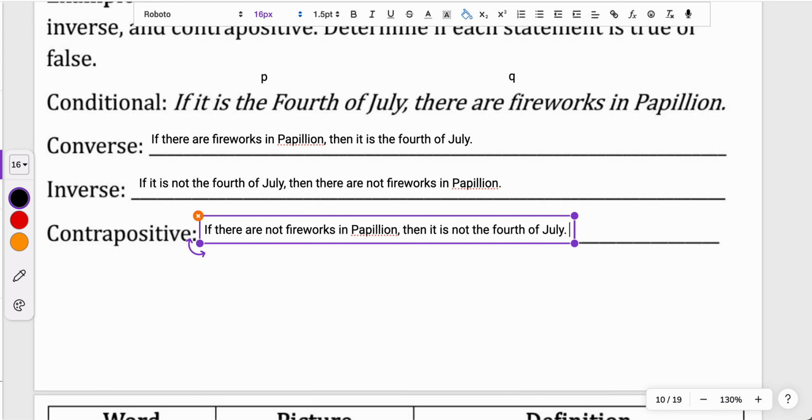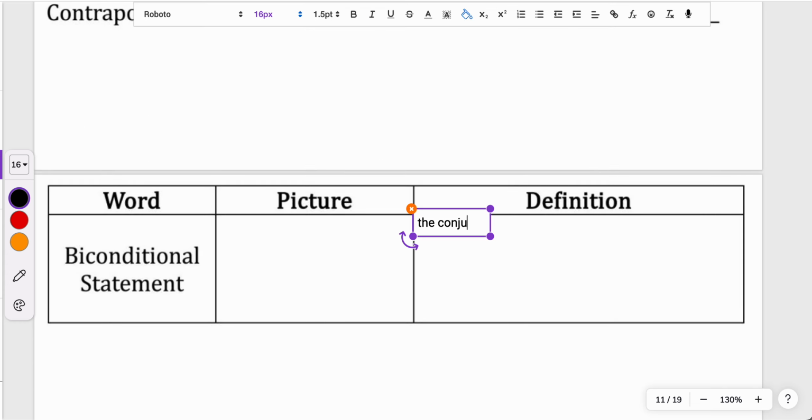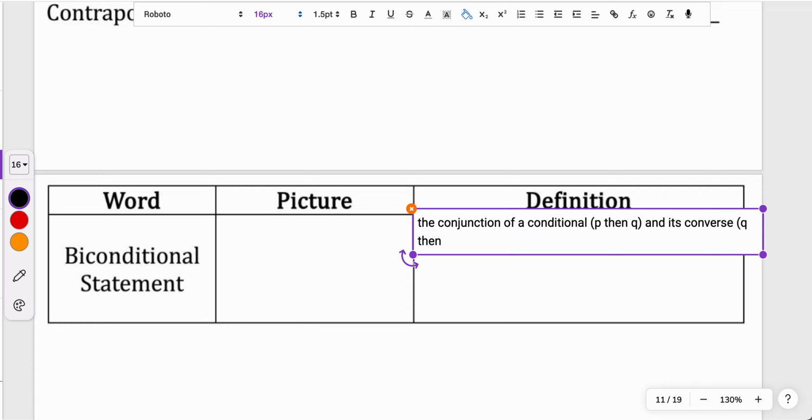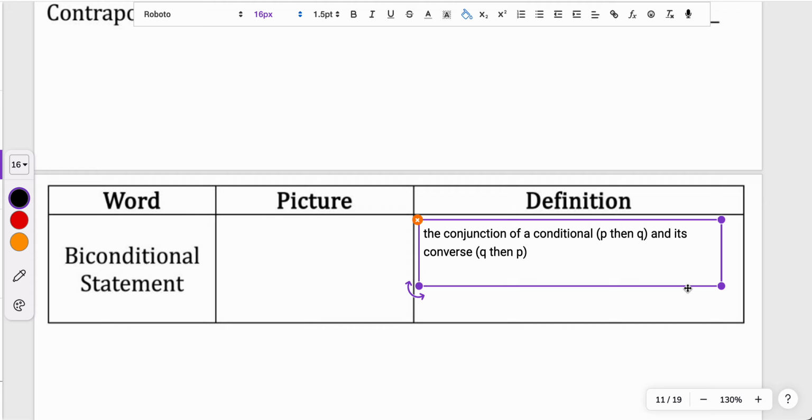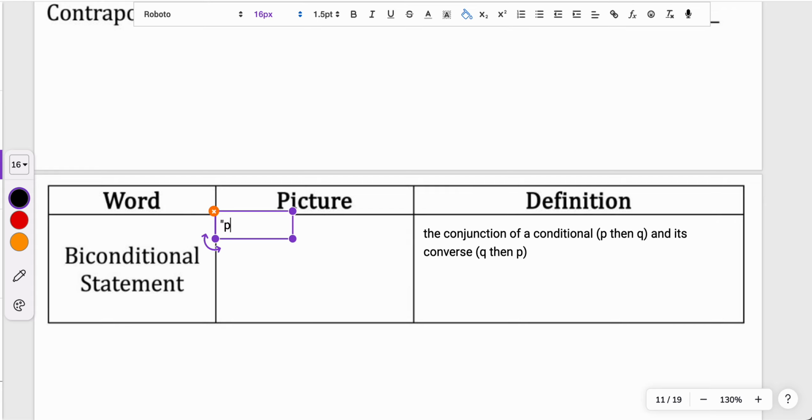Onward. A little bit more. Last bit. Biconditional statement. The conjunction of a conditional, which is P then Q, and its converse, which is Q then P. Okay, I'm going to show you what that looks like here in the examples. And the wording is going to sound like this. P if and only if Q. Okay? So that just looks like this.